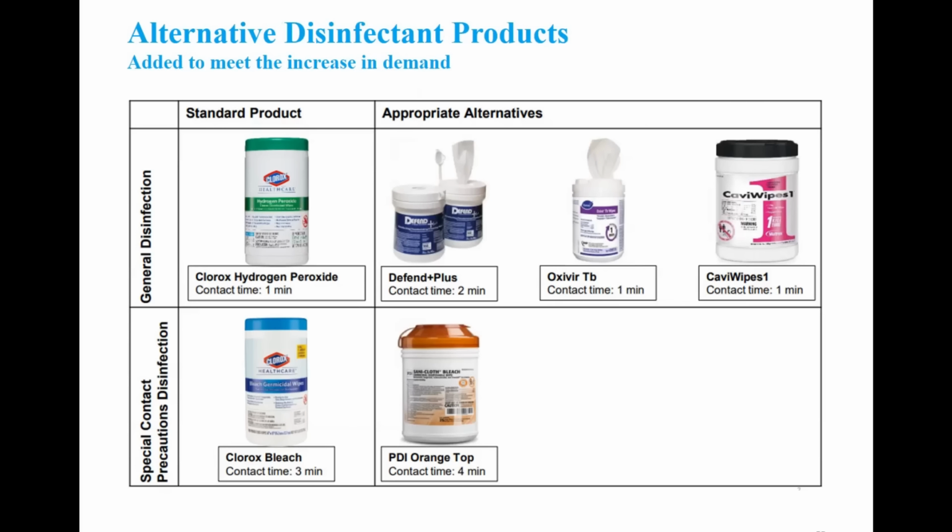In order to meet the increase in demand of disinfectant products when the COVID-19 pandemic hit, we did allow for alternative products, as you'll see here in this photo. Ideally, we will go back to our standard products, the green hydrogen peroxide and the blue bleach product. But note, if you do see these alternative products, they are okay to use, and please be familiar with the contact time, which is noted on the canister.